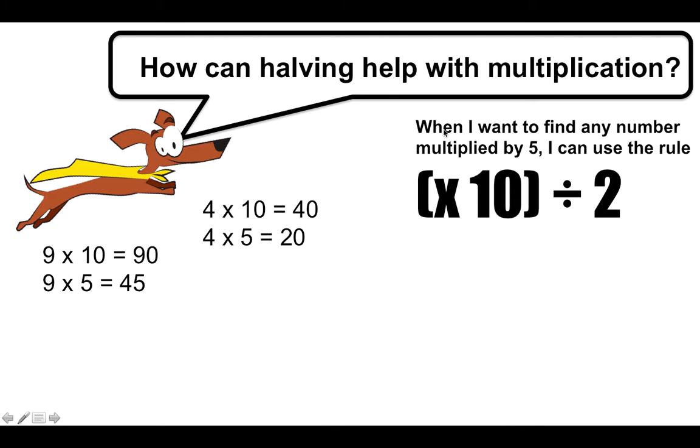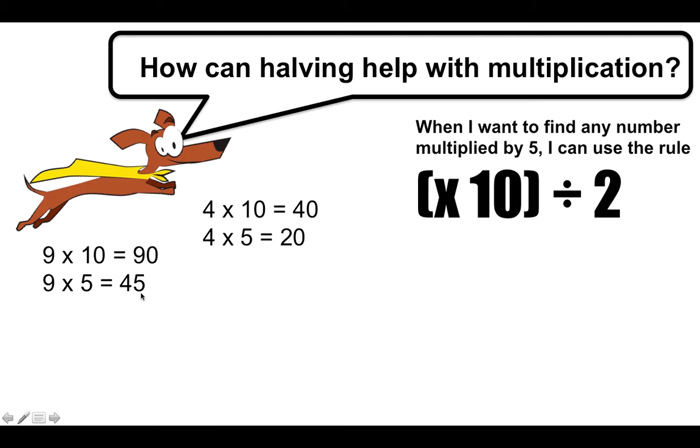So we can say as a general rule then, when I want to find any number multiplied by 5, I can use the rule multiplied by 10 divided by 2. If we think about this example here, 4 times 10 is 40, divided by 2 is 20. And the same here, 9 times 10 is 90, divided by 2 is 45. So using this rule, we can see that 4 times 5 is 20, using 4 times 10 is 40 divided by 2, and 9 times 5 is 45, using 9 times 10 is 90, divided by 2 is 45.